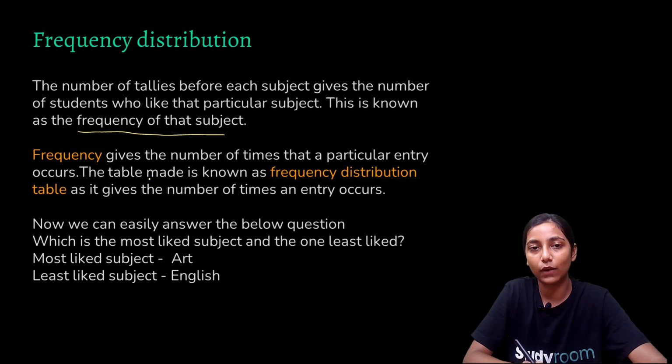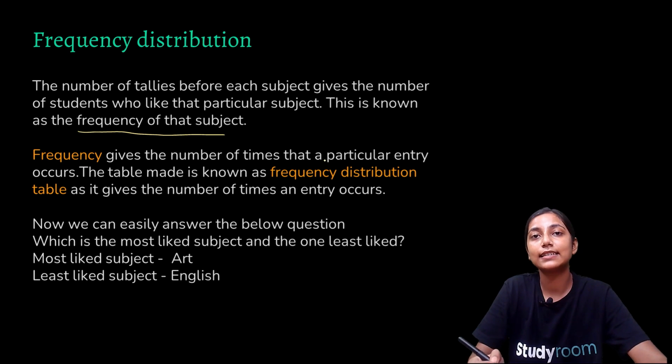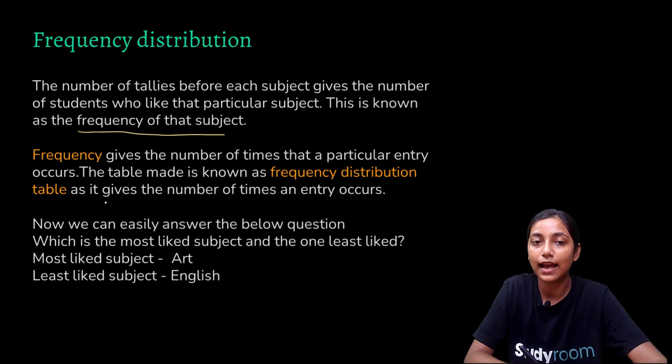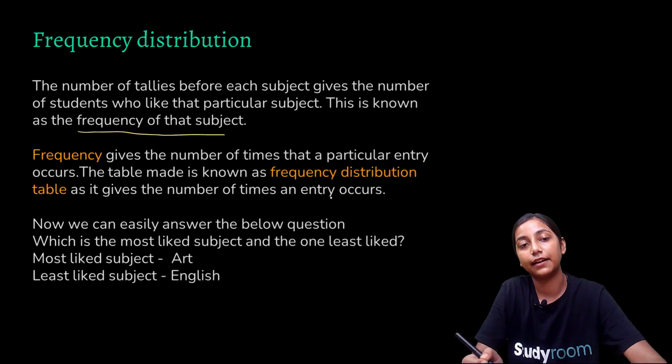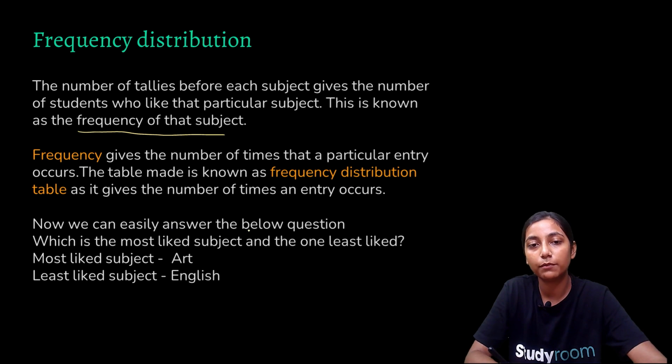What does frequency provide us? Frequency gives us the number of times that a particular entry occurs. The table made is known as a frequency distribution table as it gives the number of times an entry occurs. Now we can easily answer the question: which is the most liked subject and the one least liked? The most liked subject is art and the least liked subject is English.